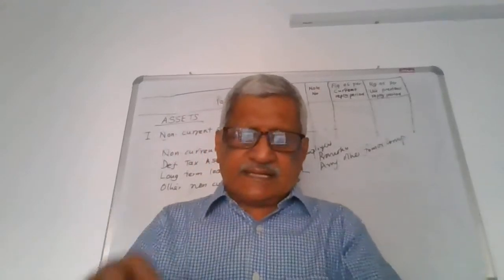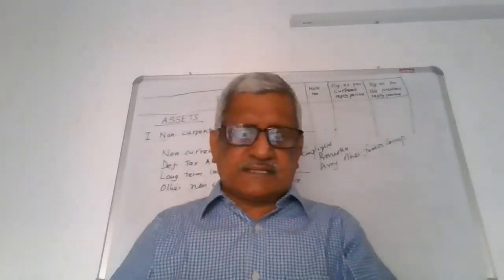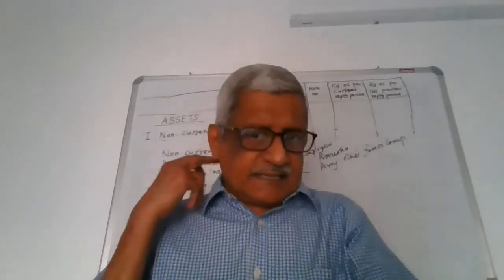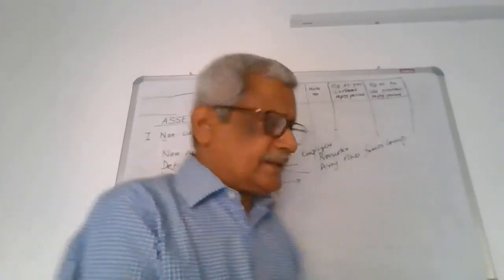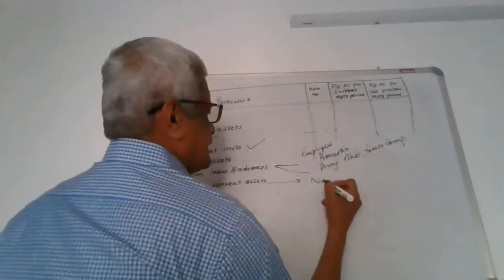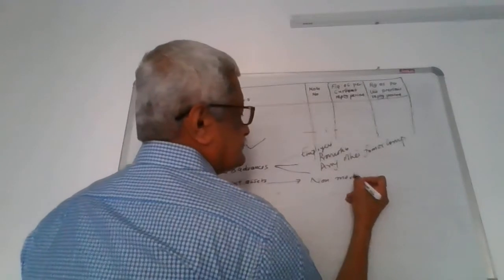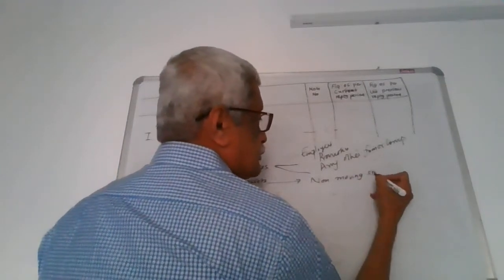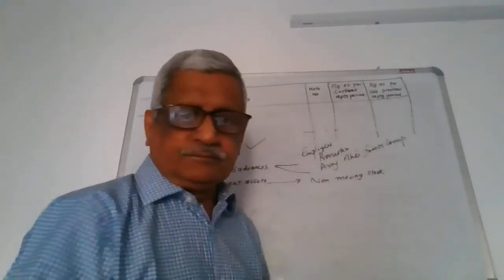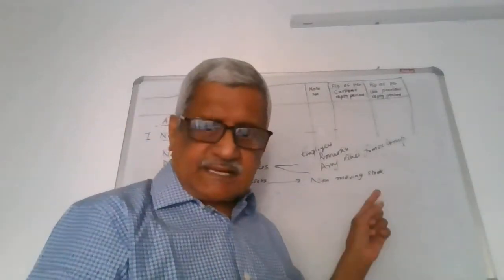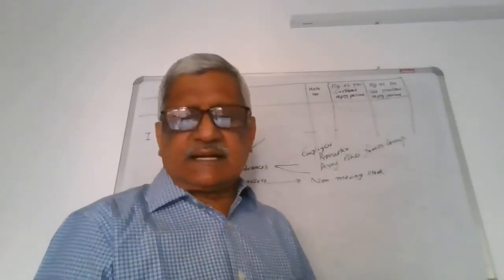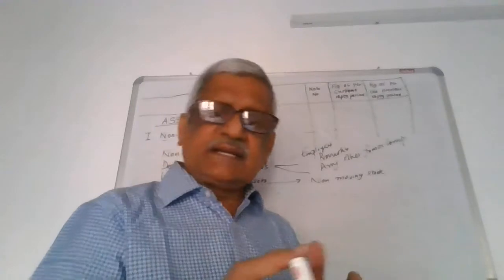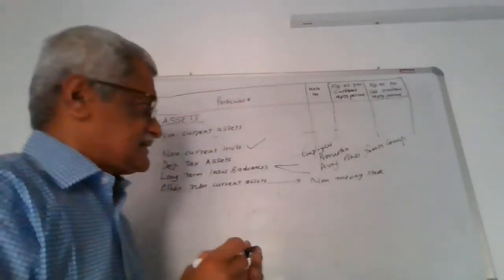See, there are some current assets which are part of the working capital cycle, but I cannot convert them into cash. An example could be a non-moving stock. I have some outdated stock which I cannot sell. It's a part of the working capital cycle, but I cannot convert that into cash. So naturally, it has to move to non-current assets.